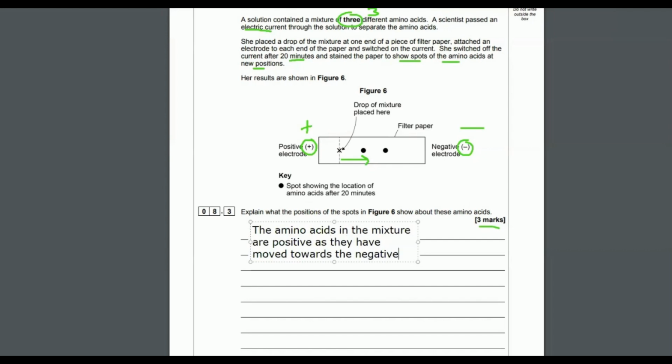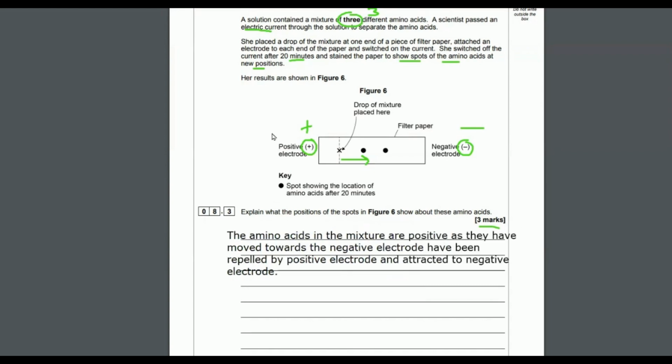Those amino acids must be positive because they've moved off the line. If they had no charge, they'd stay on the line. If they were negative, they'd move towards the positive end. So they've been repelled by the positive electrode and attracted to the negative electrode. So that's going to get you a mark for explaining why they've moved that way.